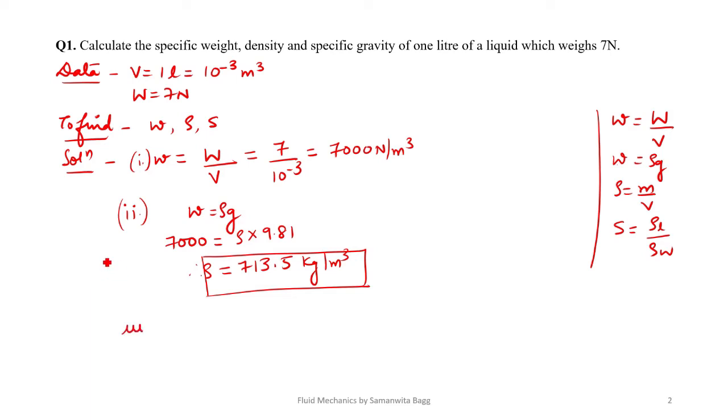Now the third thing that I need to find is specific gravity. This will be rho of the liquid. So let me call this as rho L, to the rho of water. So this will be 713.5 upon 1000. That makes it 0.7135. Specific gravity will have no unit because it is a ratio of two same quantities. So this is a very simple numerical.